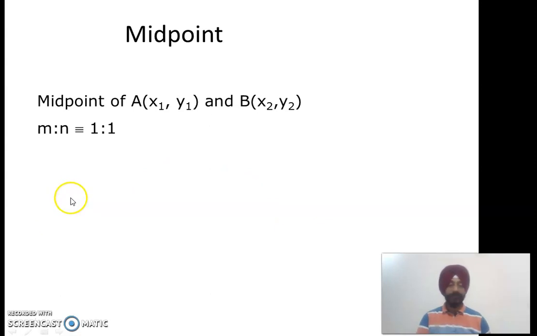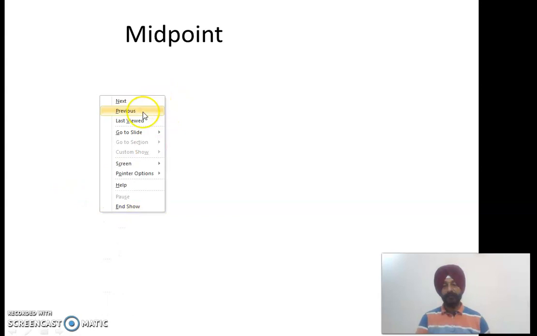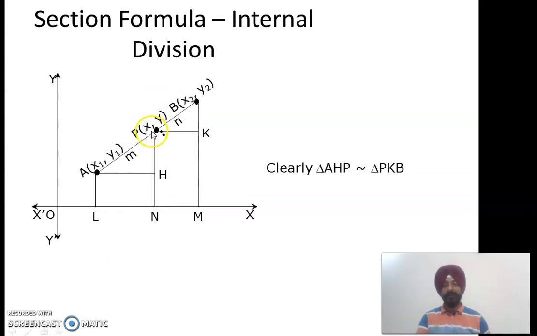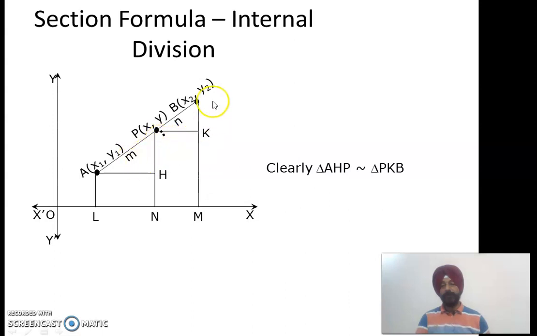Section formula means x coordinate. Just see the previous slide once again: x is equal to m into x2 plus n into x1 over m plus n. Similarly, y is equal to m into y2 plus n into y1 over m plus n. So these two coordinates are there.